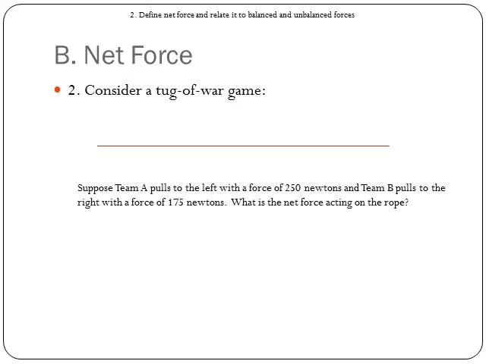So suppose Team A pulls to the left with a force of 250 newtons, and Team B pulls to the right with a force of 175 newtons. The question is, what is the net force acting on the rope? So here's a scenario. Team A is pulling to the left with 250 newtons. Team B is pulling to the right with a force of 175 newtons. Now a couple things I want to point out.